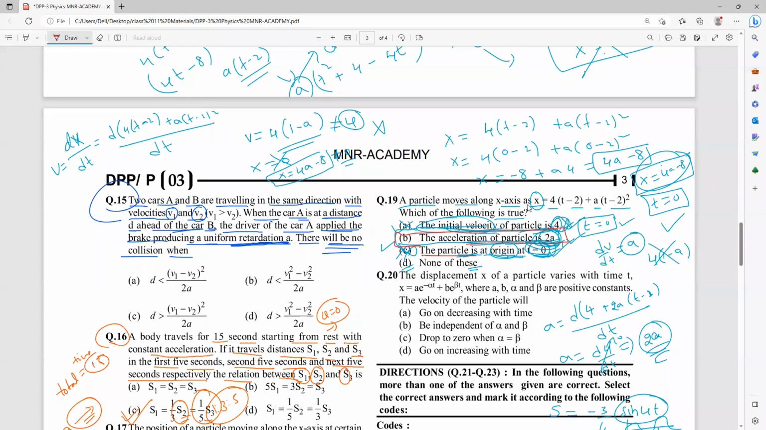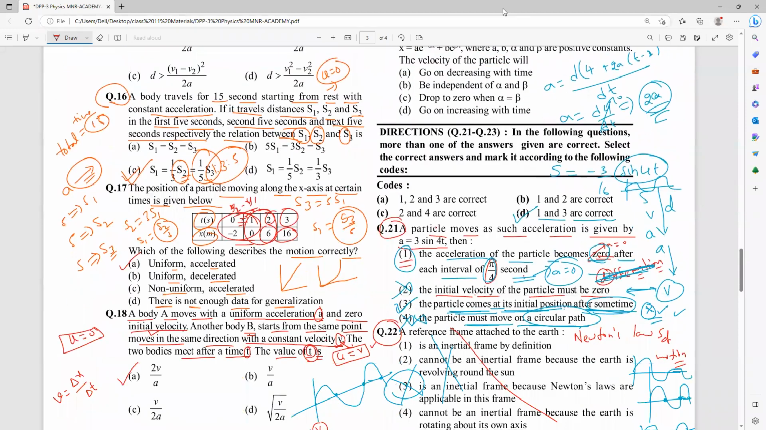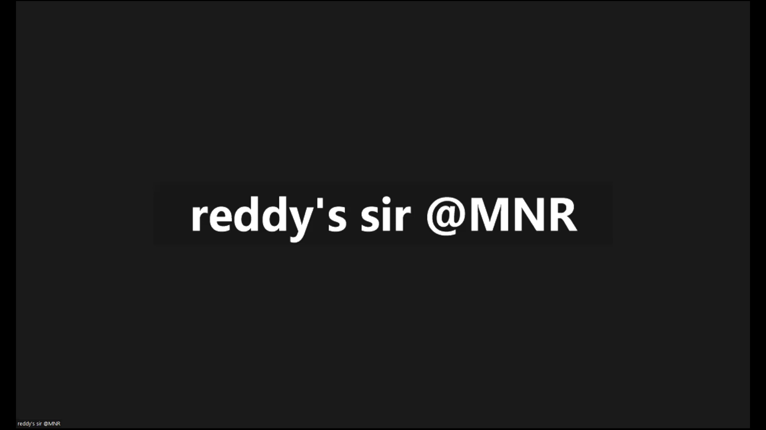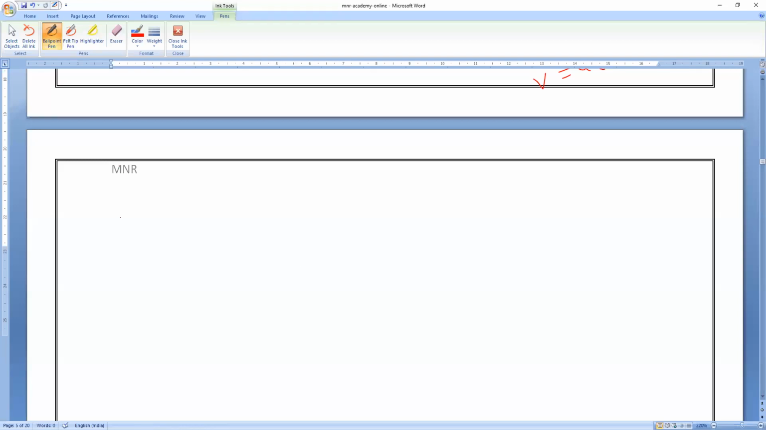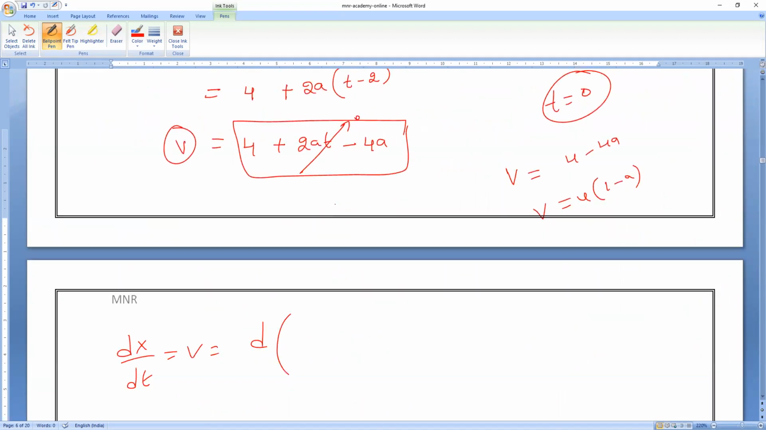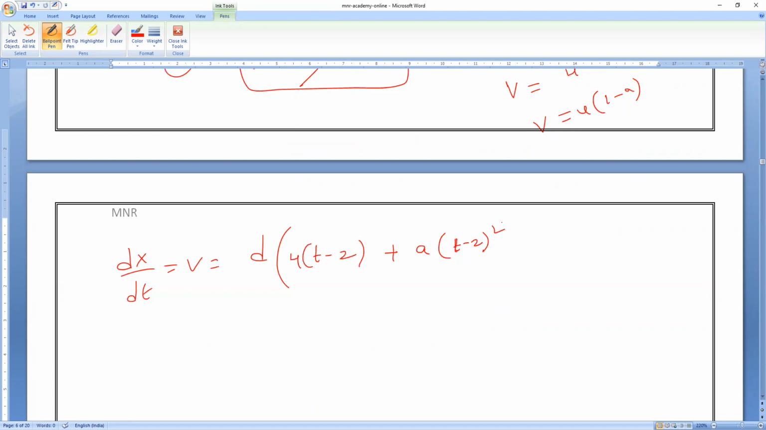But now, all of you please kindly verify. Why are we not getting it through differentiation in split form? I just want to know. Let us split it, and I will leave it for you to verify once again. Differentiation of dx by dt is equal to v, which is d of the function. What is the function? 4 into t minus 2 plus a into t minus 2 whole square.